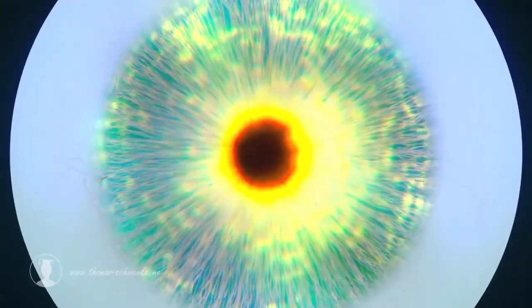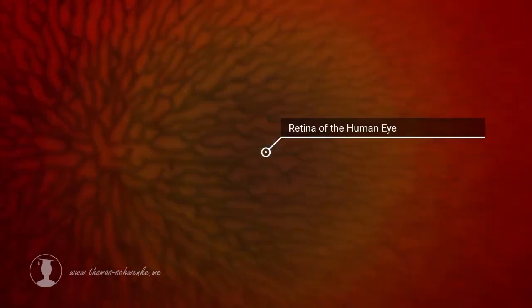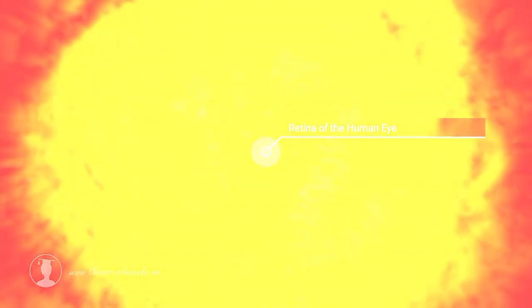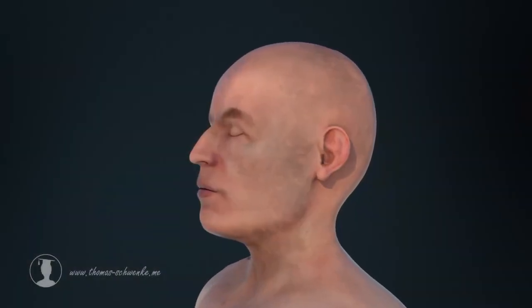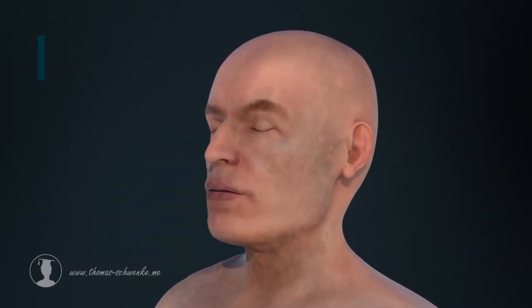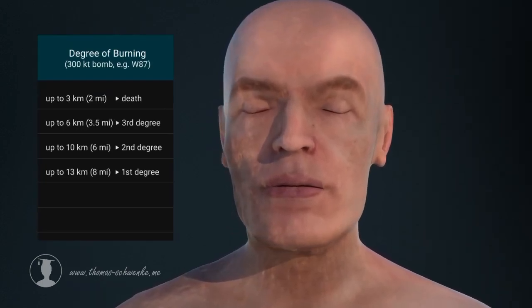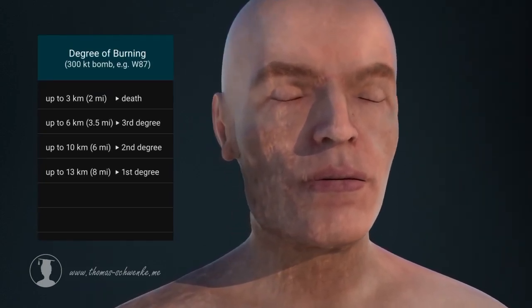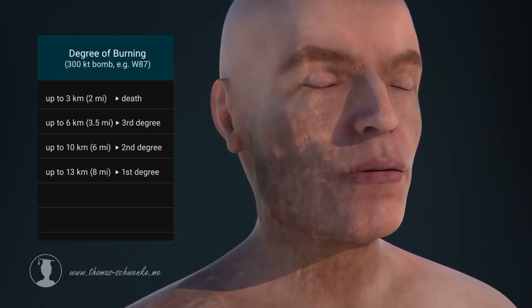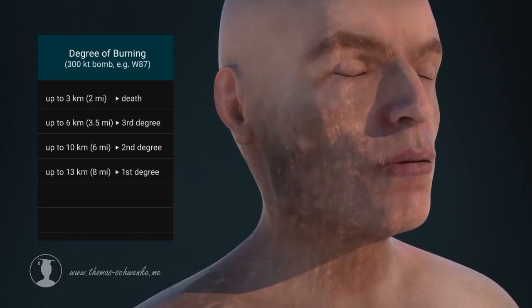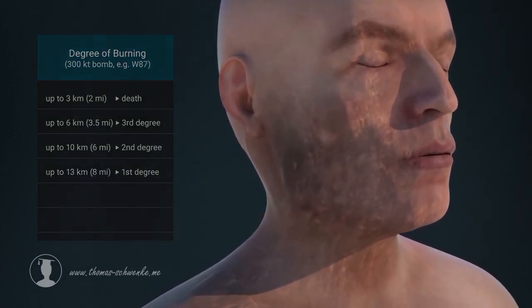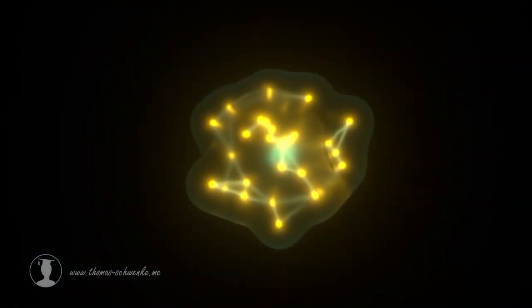A nuclear explosion produces a flash of light that shines brighter than the sun. This can damage the retina and cause temporary or permanent blindness. If you are not in an enclosed space, the intense heat generated can cause severe burns even far away. Radioactivity can also occur at a great distance due to radioactive fallout.